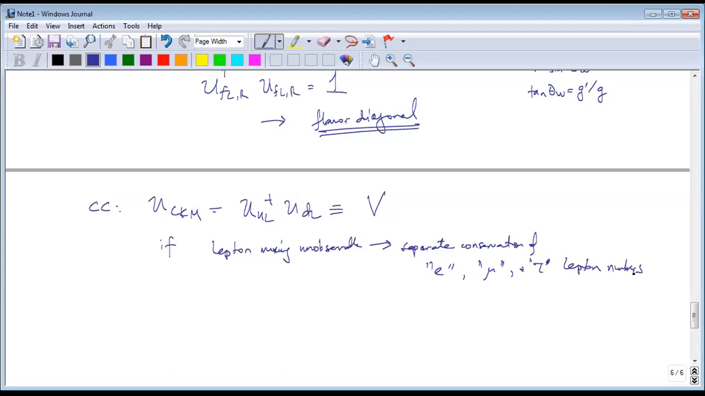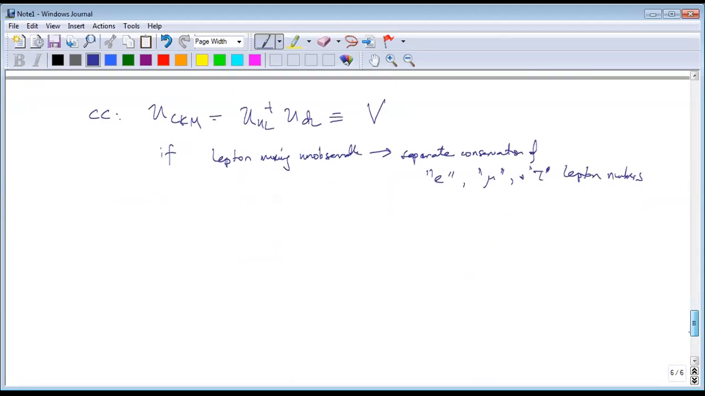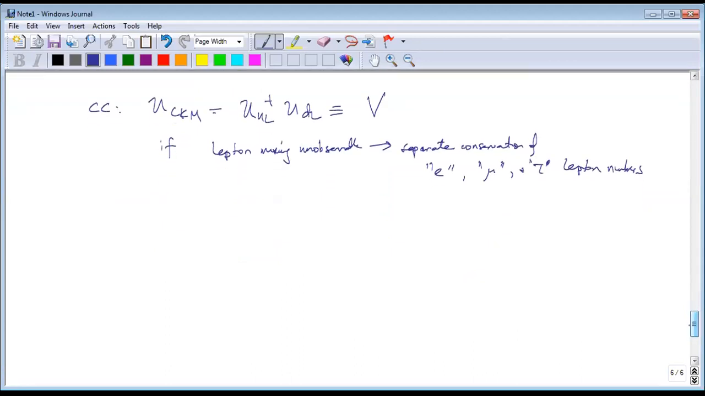So if we compare the quarks, we don't have a separate generational number because this CKM matrix has been measured and has off-diagonal entries. Instead, what we have is a conserved baryon number. All right. Let's talk a little bit now about the masses of the quarks and the leptons.